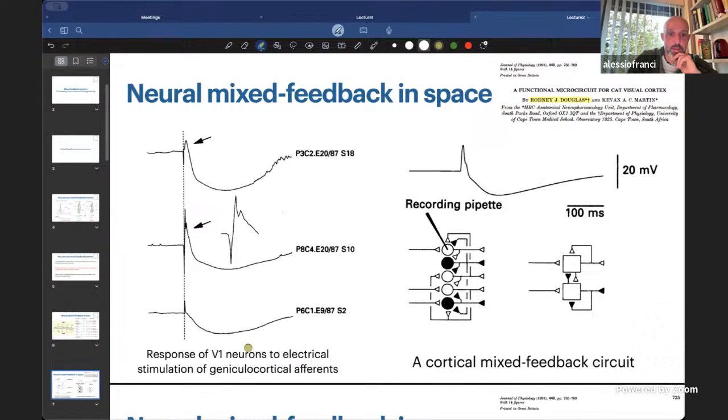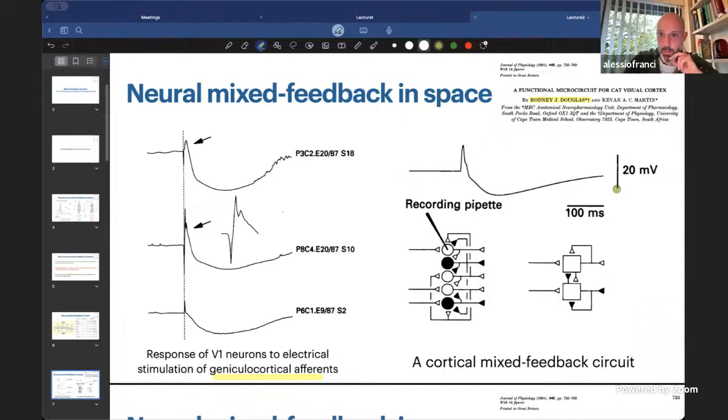So what they do here is that they recorded intracellularly from neurons in V1 while stimulating the afferent from the visual thalamus. And the stimulation they were giving was sufficiently small not to induce action potential generation, but still sufficient for engaging a response from the whole circuit. And so what they show here is basically what they recorded.